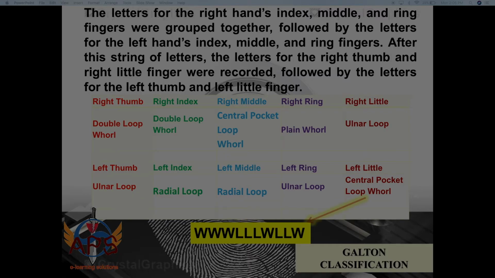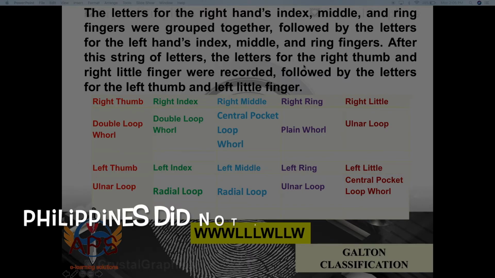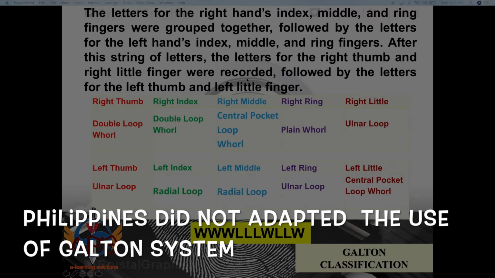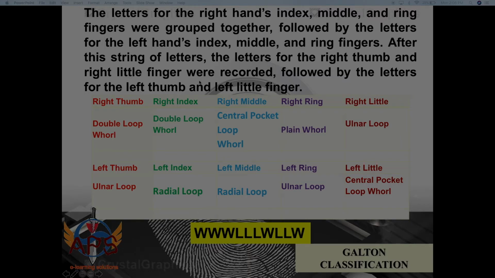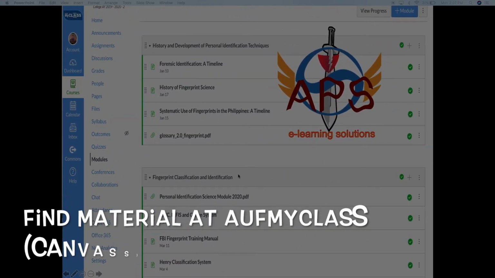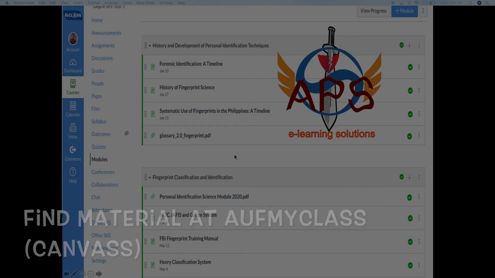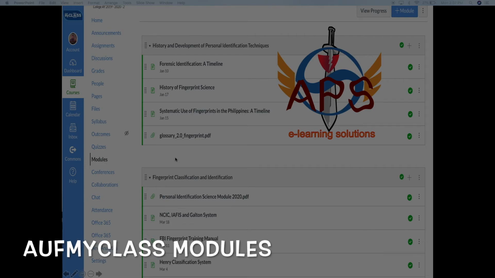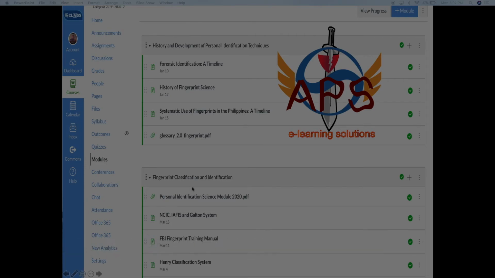We are now done with the Galton system. You just check on the Galton system, and we don't use the Galton system here in the Philippines. We just use the Henry classification formula and the NCIC classification formula. Check this material, which will be uploaded later on in our AUF My Class, and you can find this material in the respective modules: the fingerprint classification and identification module, the NCIC, AFIS, and Galton system.